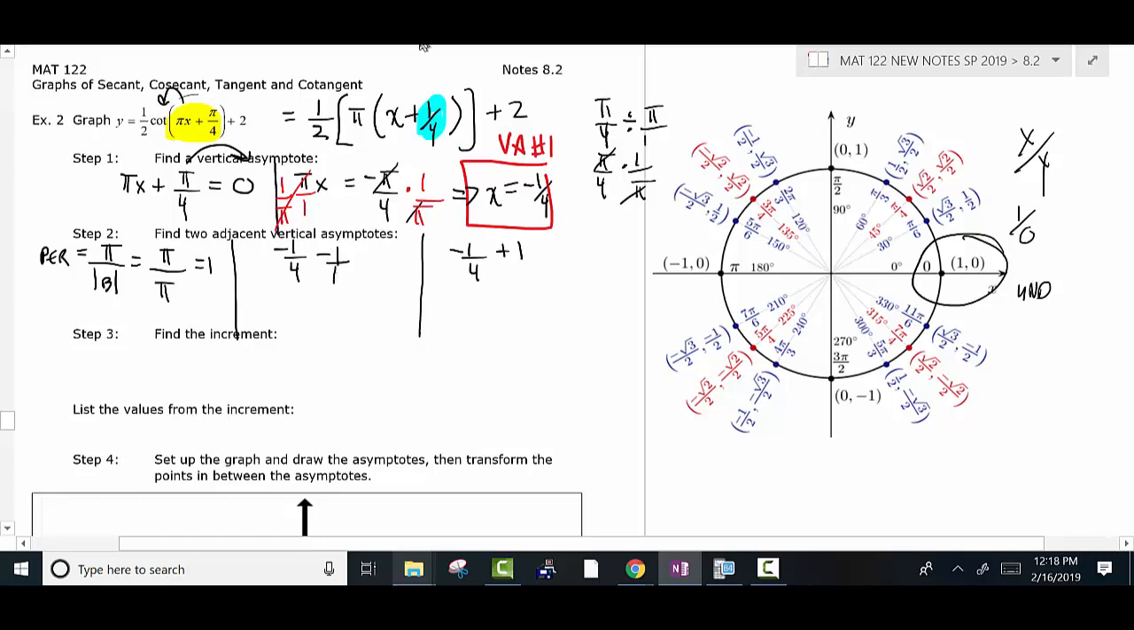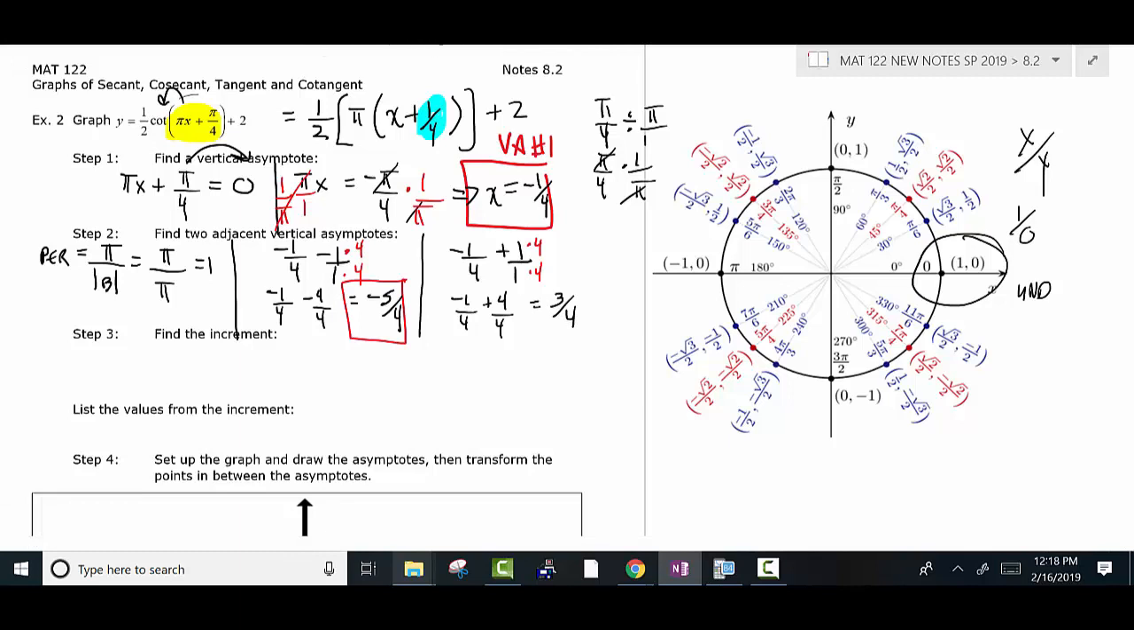Okay, we'd have to get a common denominator. So I'm going to multiply that by 4 over 4. So I'd end up getting negative 1/4 minus 4/4. So that's negative 5/4. Okay, so that is one of our asymptotes right there. Okay, do the same thing over here. Common denominator. So you'll get negative 1/4 plus 4 over 4. So that gives 3 over 4. All right, so those are our asymptotes right there.